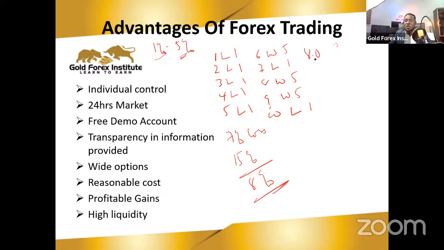Now, when it comes to Forex, we have what is called quote, okay?